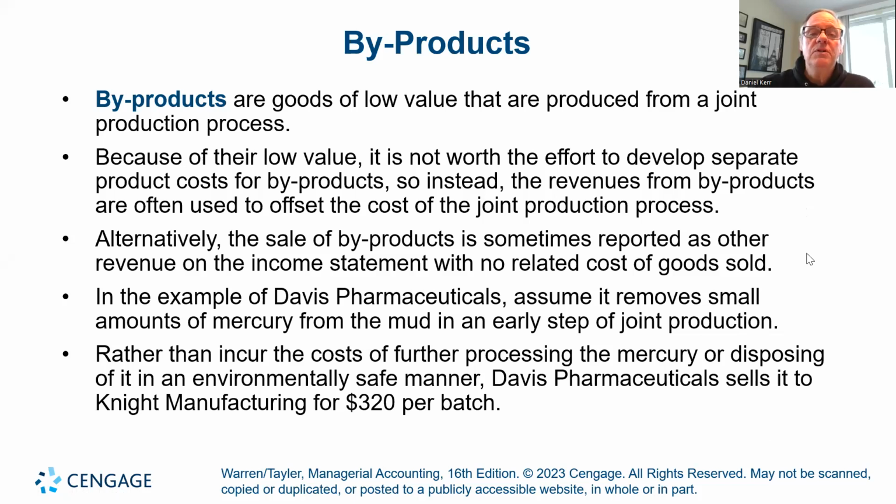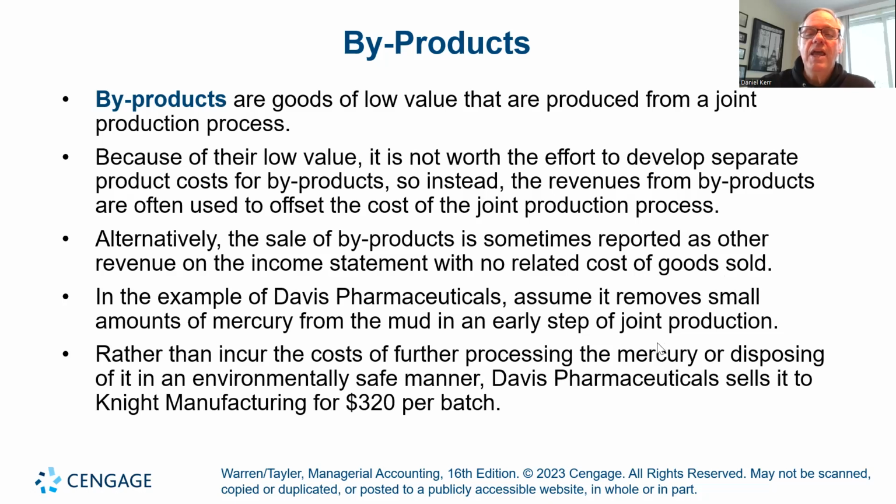So what we do is basically we've got two choices. We can either use the revenues we get from this byproduct to reduce the joint production costs, or we can simply show it on the income statement either as a separate income item or as a reduction of the cost of goods sold. So in the case of that pharmaceutical company that we're looking at that did soap and face creams and stuff like that, remember, we started out on the Dead Sea harvesting the mud.